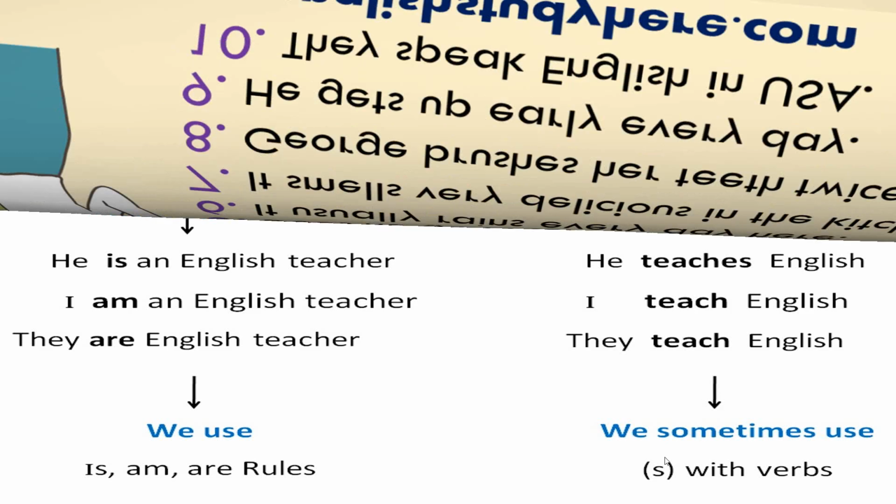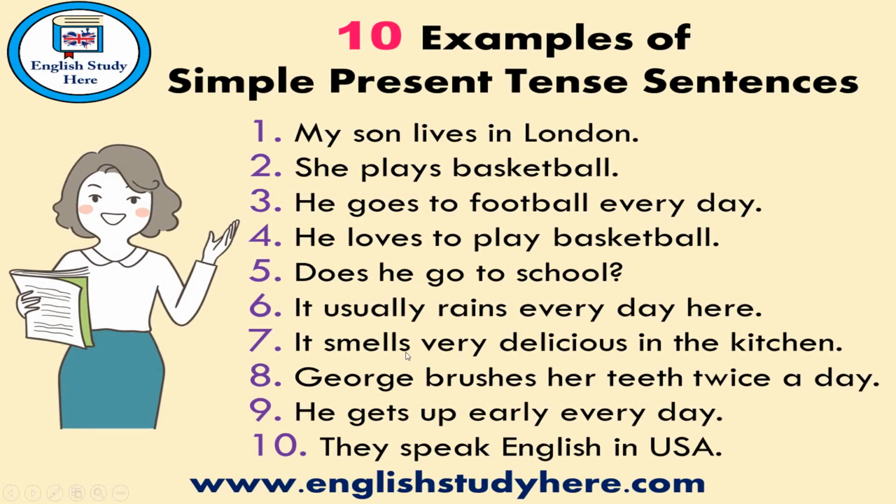Let's move to the next slide. Here I am going to tell you 10 examples of simple present tense sentences, like my son lives in London. My son, it is singular, so we have used here lives. But suppose it will be sons, my sons, so it will be live in London. She plays basketball. Again, she is singular, so we have used plays. Suppose here I will write she and her sister, she and her brother. Then we will write here play because they are plural.